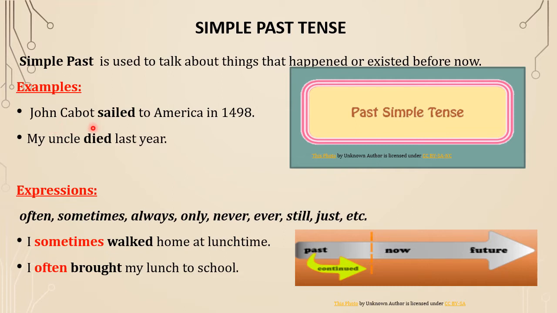John Cabot sailed to America in 1498. Sailed is the past form. My uncle died last year. Died is the past form of die. And last year is showing that this action completely ended in the past.